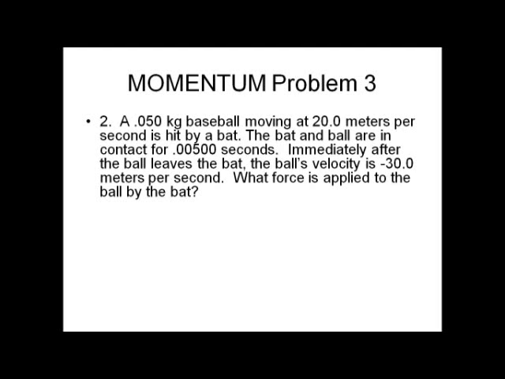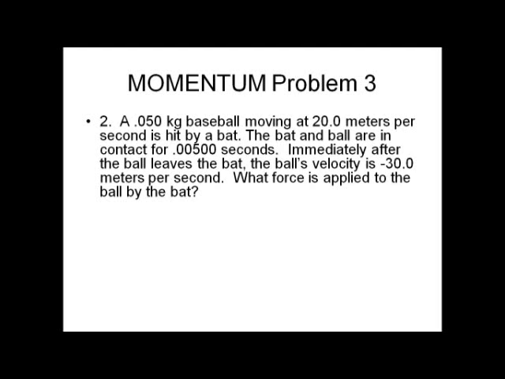Alright guys, so here is momentum problem 3. This one's different than the other ones. This one's going to be what we call an impulse momentum problem. We have a 0.05 kilogram baseball moving toward a bat at 20 meters per second. The bat and the ball touch. They're in contact for 0.005 seconds.